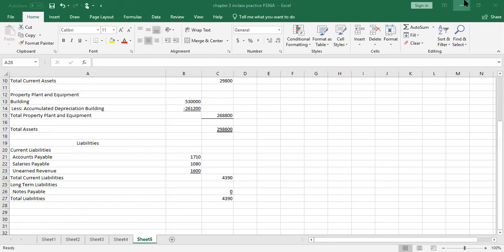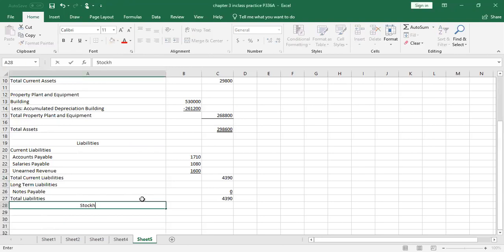Okay, I'm not seeing any questions. If anybody has anything, please let me know. So you've just created, almost finished, a classified balance sheet, classifying assets and liabilities to whether they're current or long-term based on the definition of each.